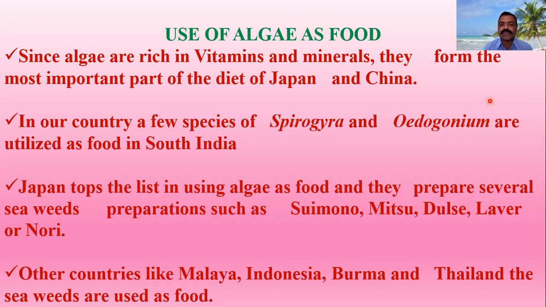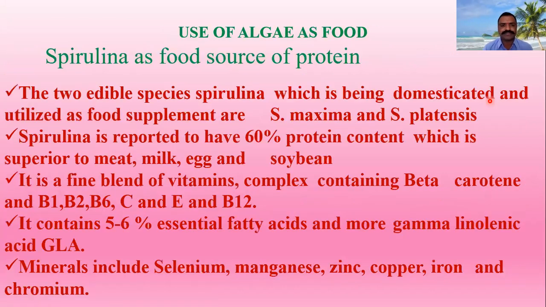In other countries like Malaya, which is one of the islands of the oceanic environment, Indonesia is also one of the islands. Burma and Thailand also have a large area of coastal region. Algae are available there, so that is why they make their own different foods from algae.